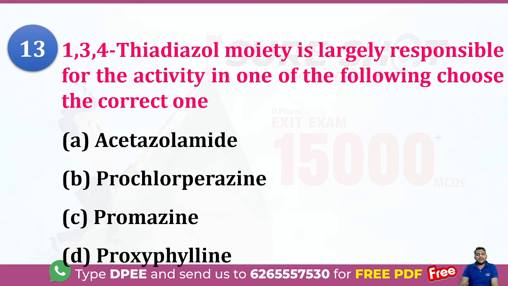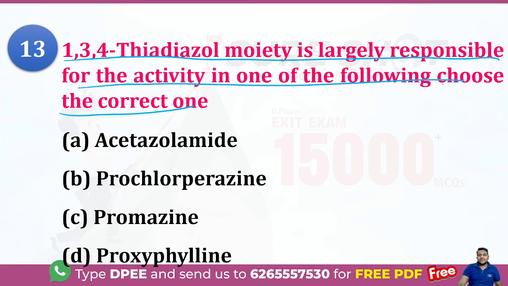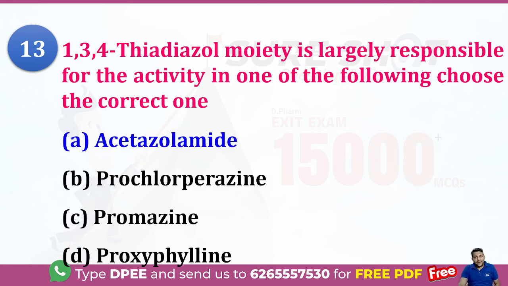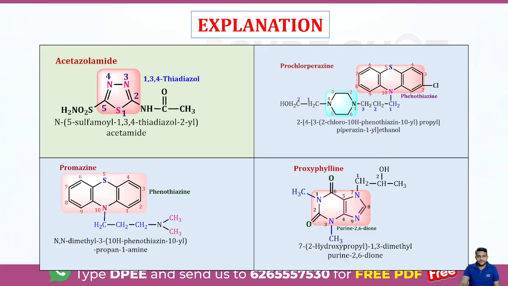So question for you: 1,3,4 thiadiazole moiety is largely responsible for the activity of which of the following drugs? 1,3,4 thiadiazole is basically your acetazolamide. Acetazolamide is your carbonic anhydrase inhibitor. Basically it is a diuretic drug, but side by side it is used in glaucoma, and it is also used in mountain sickness. Previously it was also used as an anti-epileptic.